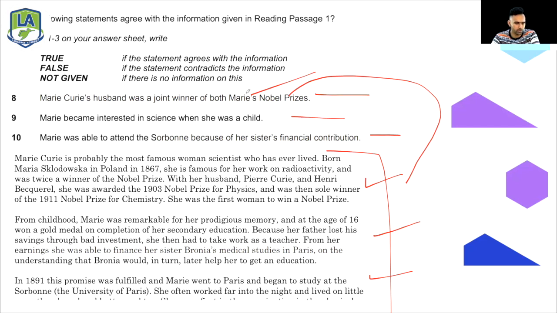True means whatever information is here in this statement is the same here as well, or anywhere in the passage. Whatever information here, if it's incorrect or contradictory as compared to the information in the passage, that will be false. And if there is no information about this particular thing, that will be not given. I'll explain a bit more about true, false, not given in a while.